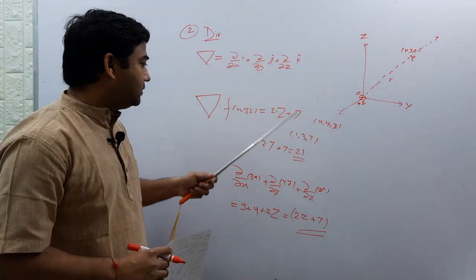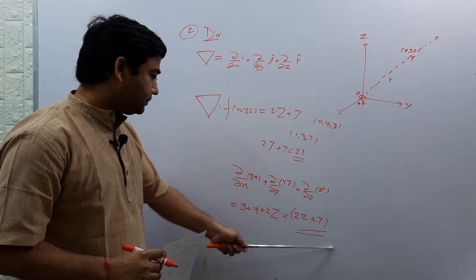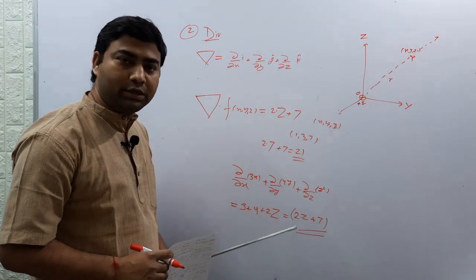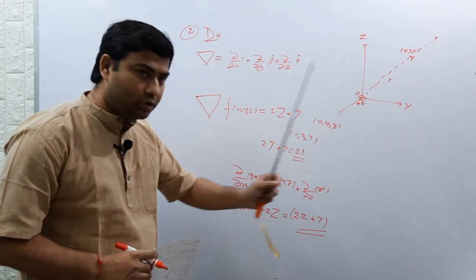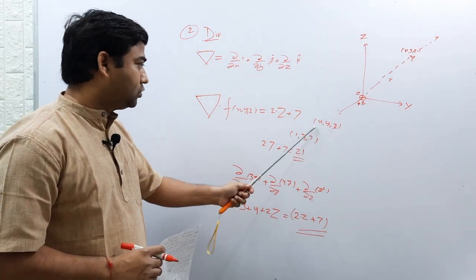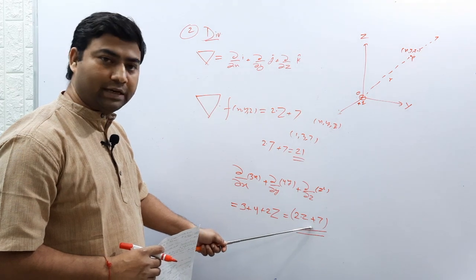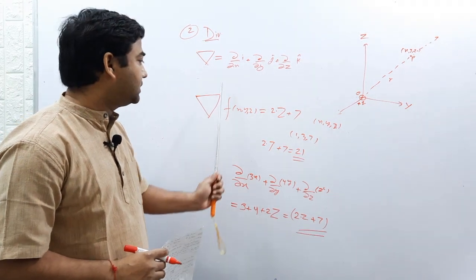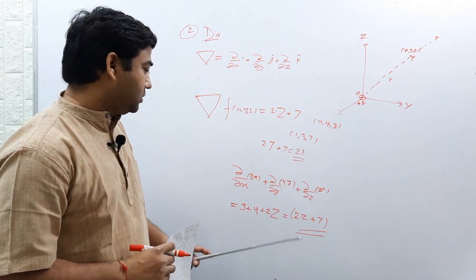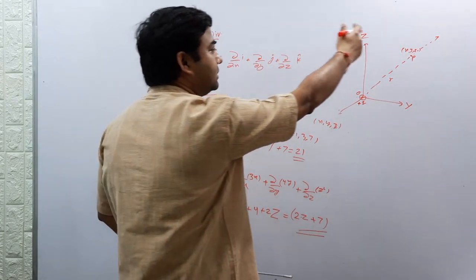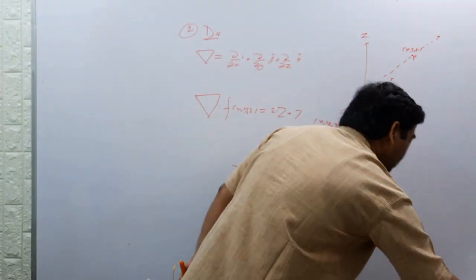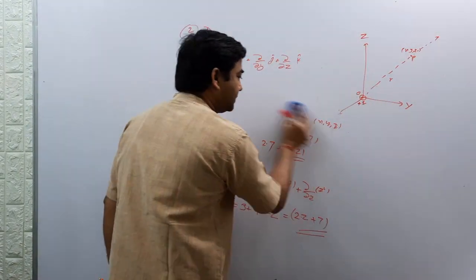It will come in the form of divergence for a general point x comma y comma z, and to find it at a specific point, put the values of that coordinate in the general expression of divergence, that is 2z plus 7 for this function. So the divergence is 21. When you change the points, you will find different values of divergence. That is the definition of divergence.